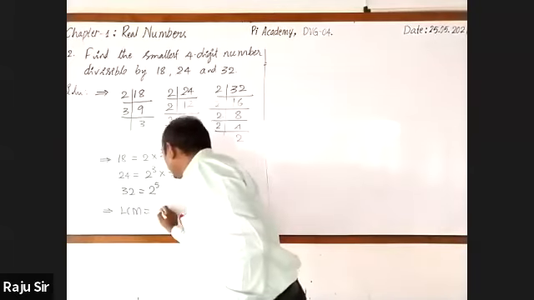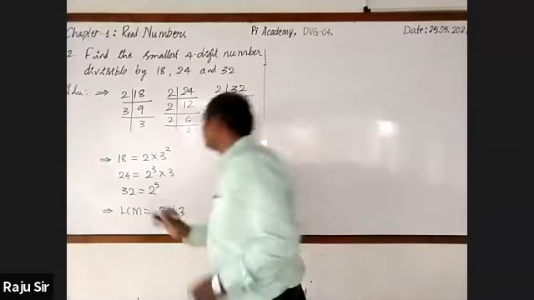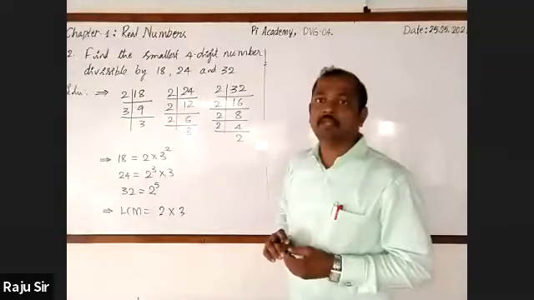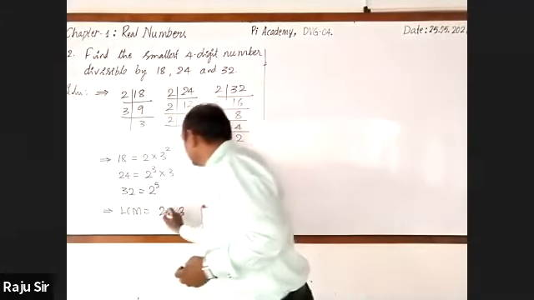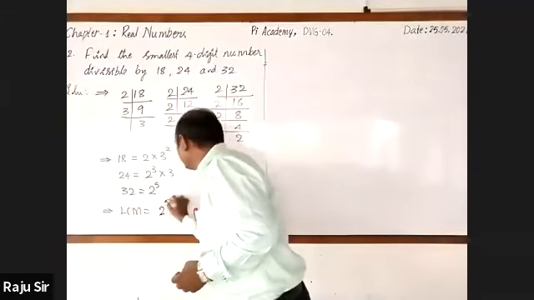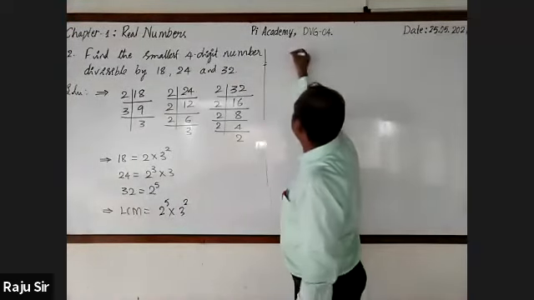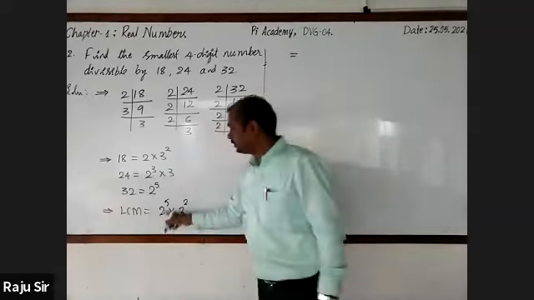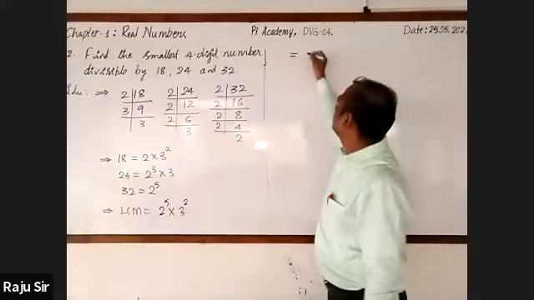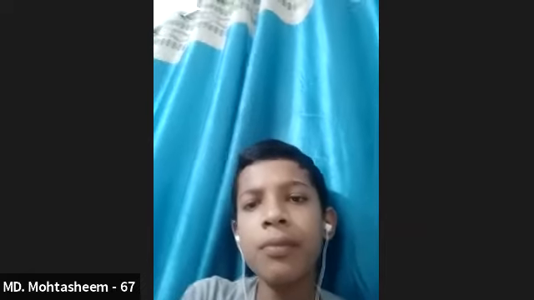Now, let us write all the factors. 2 and 3 are there, with their highest powers: 2 to the power 5 and 3 to the power 2. Now, let me write that here. This is equal to 2 raised to the power 5 into 3 to the power 2. It is 288.